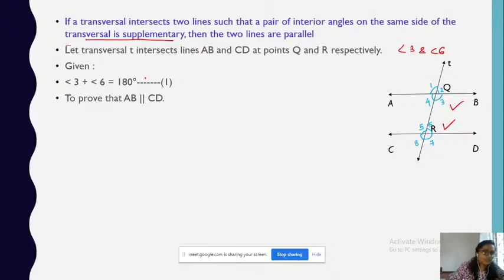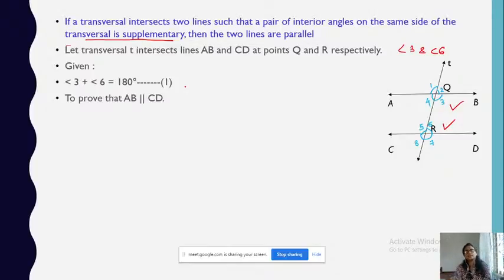Now we need to prove the two lines AB and CD are parallel. So we need to prove that AB is parallel to CD. Now can you think of anything to prove two lines are parallel? So we have studied so many theorems. Yeah. And alternate interior angles are equal. Okay, we can use the alternate interior angles theorem. Then what else we can use? Yes, ma'am. Yeah, we have studied. And we can use supplementary angles. How can we? Linear pair axiom. Linear pair axiom. Yeah. Linear pair axiom also.